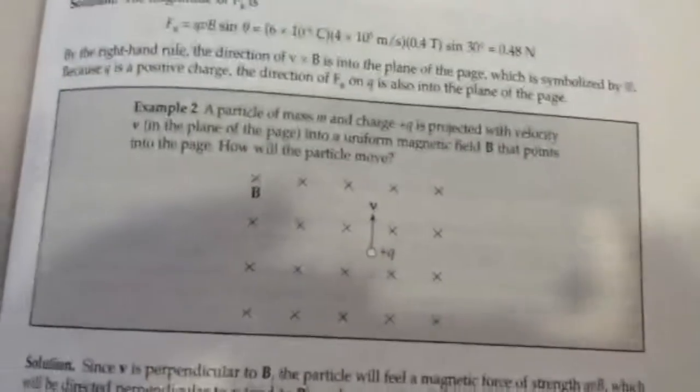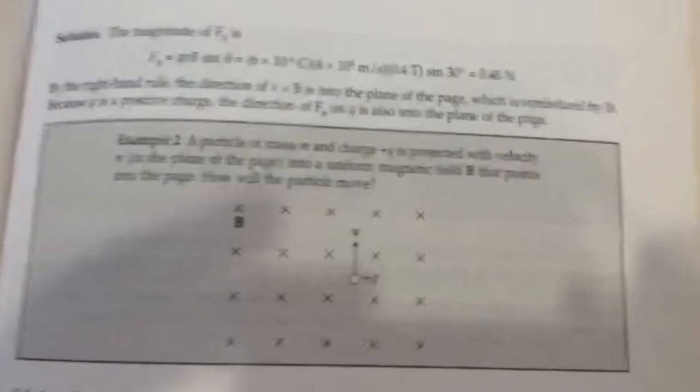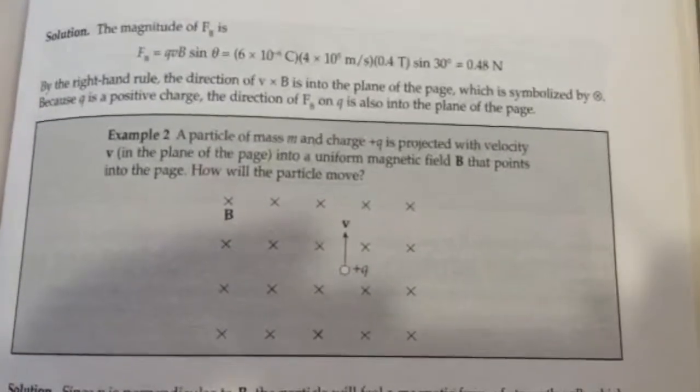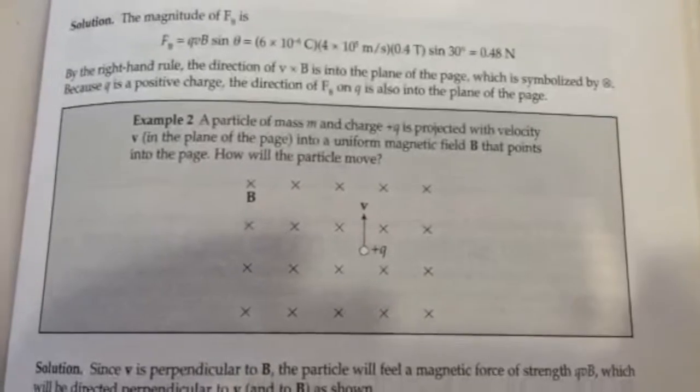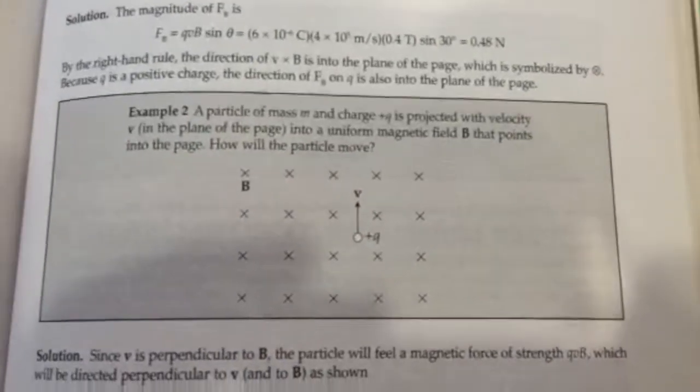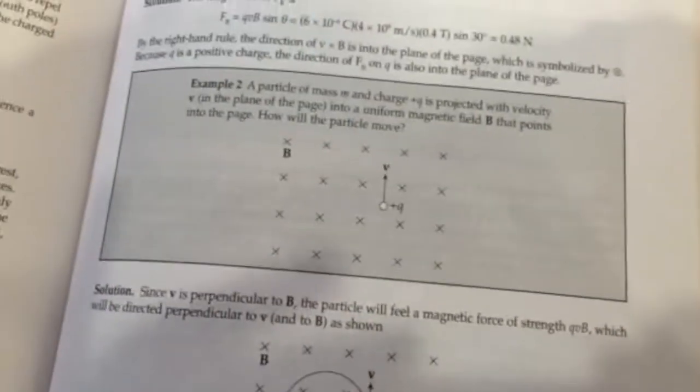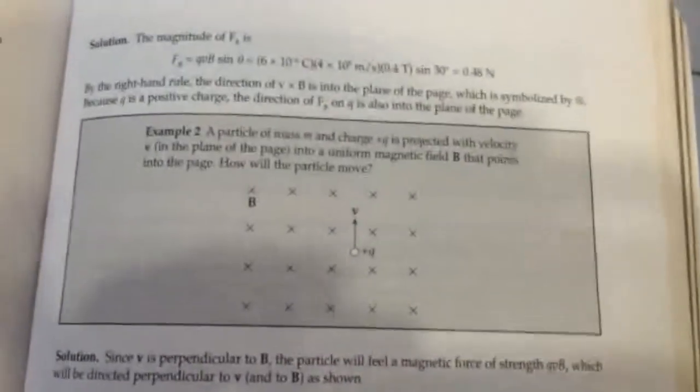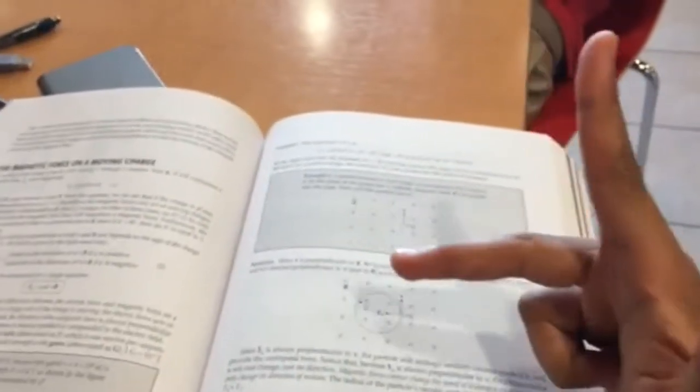Here's the AP Physics C Princeton Review book. Here's a problem I want to talk about. On example 2, it says a particle of mass m and charge q is projected with velocity v in the plane of the page, into a uniform B field. It's asking how will the particle move? What we know is that we have our right-hand rule. The V is pointed with our index finger, the middle finger points in the direction of the magnetic field, and your thumb will point in the direction of the force.